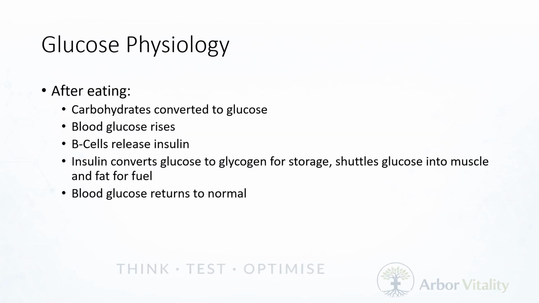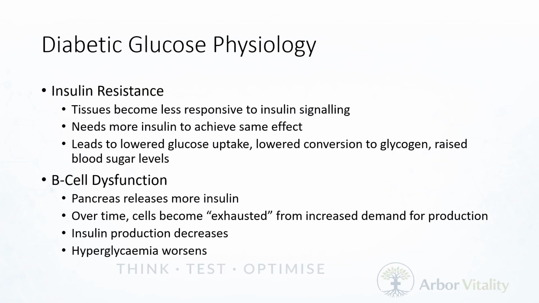So, glucose physiology. After eating, carbohydrates get converted to glucose and blood glucose rises. Your beta cells in your pancreas secrete insulin. Insulin then in your bloodstream converts the glucose to glycogen. It gets stored. It shuttles glucose into muscle and fat to be used as fuel for their metabolism. And your blood glucose goes back down to normal. Easy enough. However, in diabetics, they get insulin resistance.